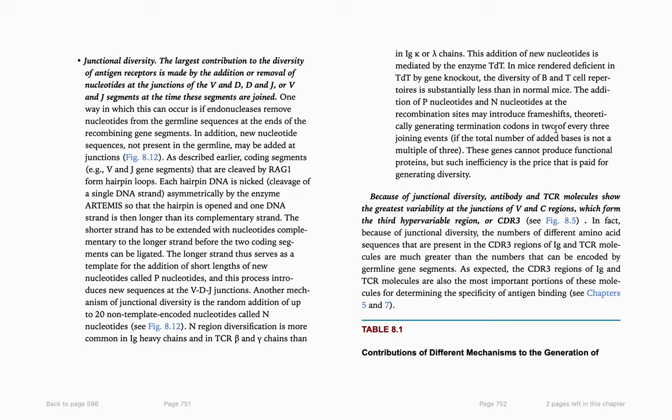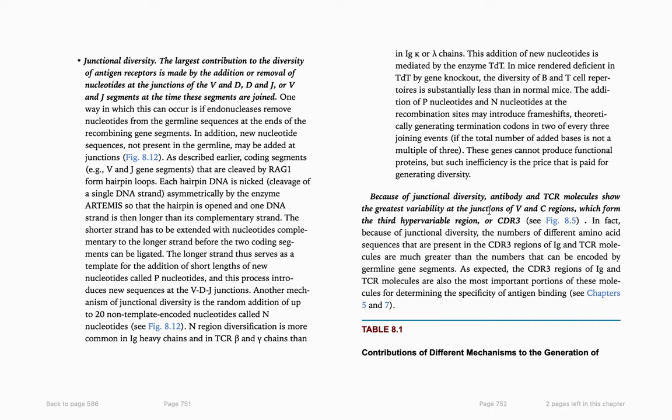Additional P nucleotides and N nucleotides at the recombination site may introduce a frame shift, theoretically generating a termination codon in two of every three joining segments. If the total number of added bases is not a multiple of three, the gene cannot produce a functional protein, but such inefficiency is the price that is paid for generating diversity.